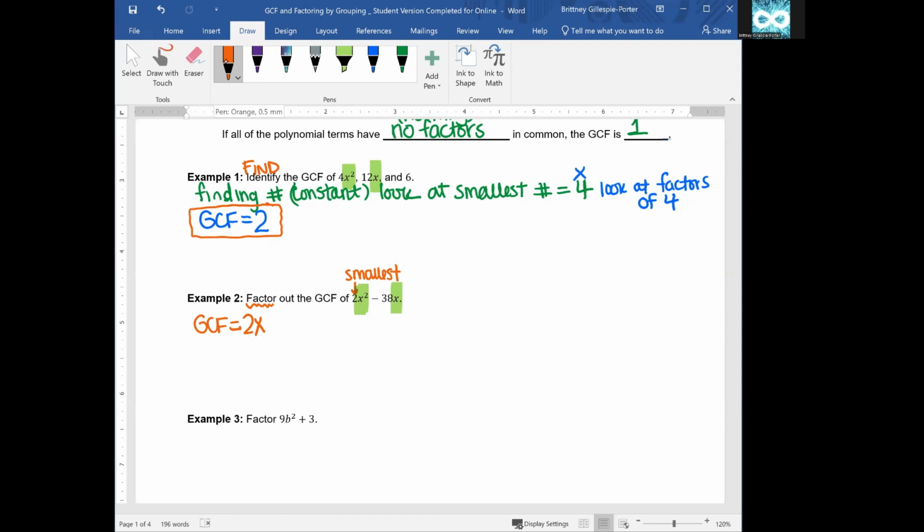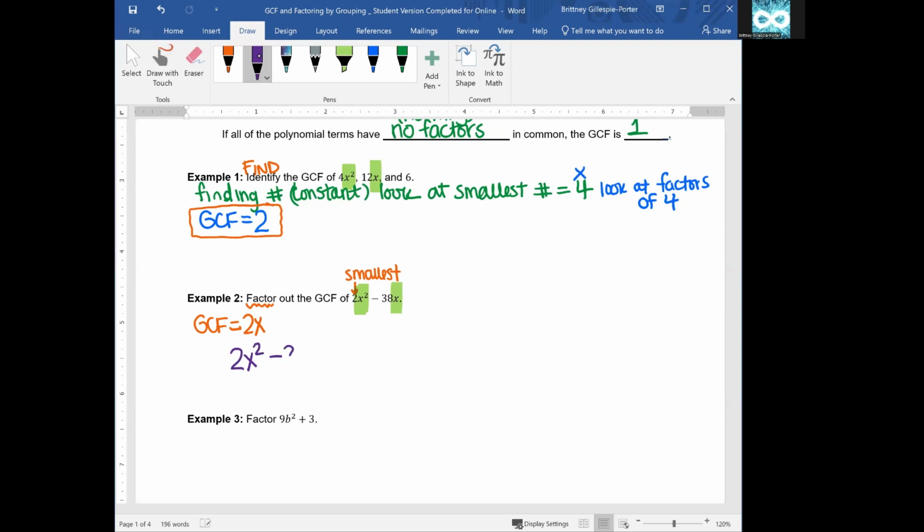If they were just asking us to identify or find, we would circle it and be done. But this time we need to factor. When we are factoring it out, I'm going to show an intermediate step, and you can skip this step once you get comfortable with doing the mental math or the visualization, but you don't have to.